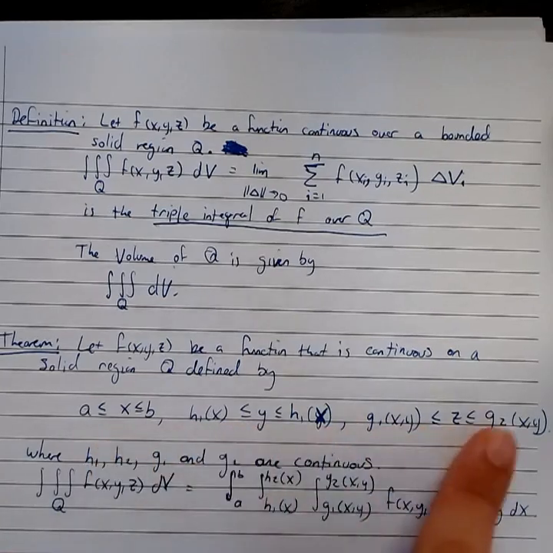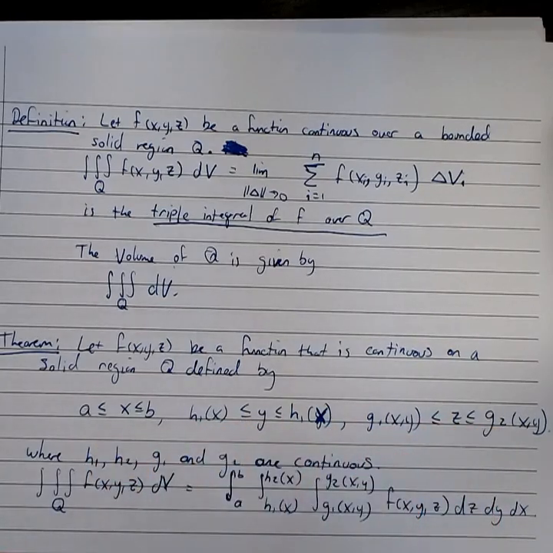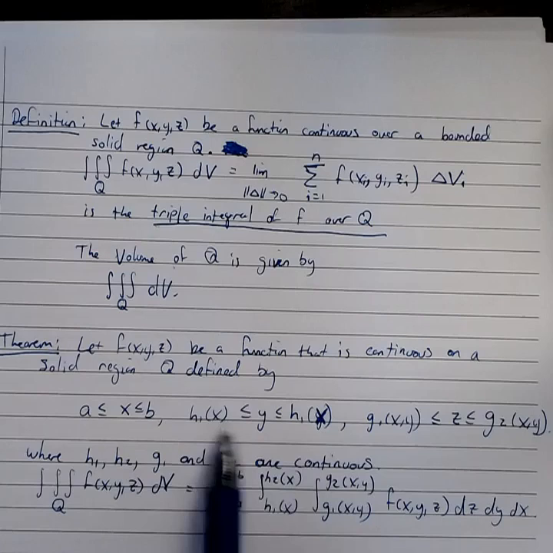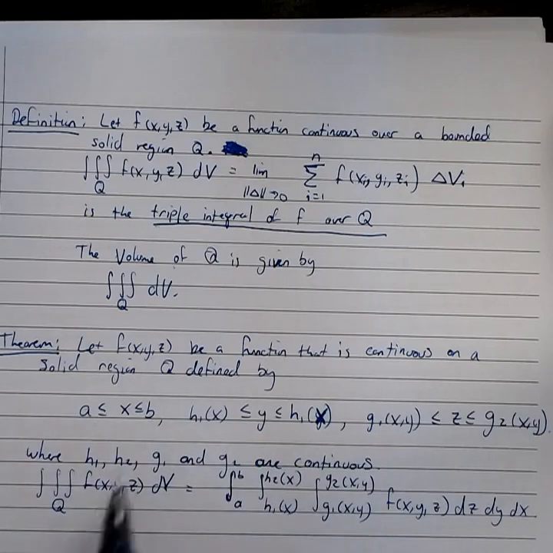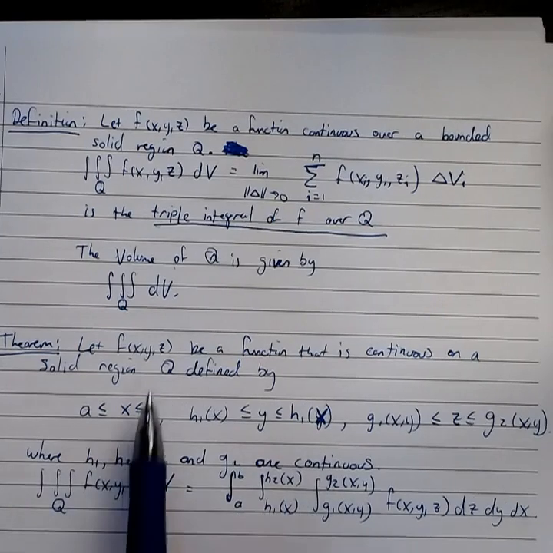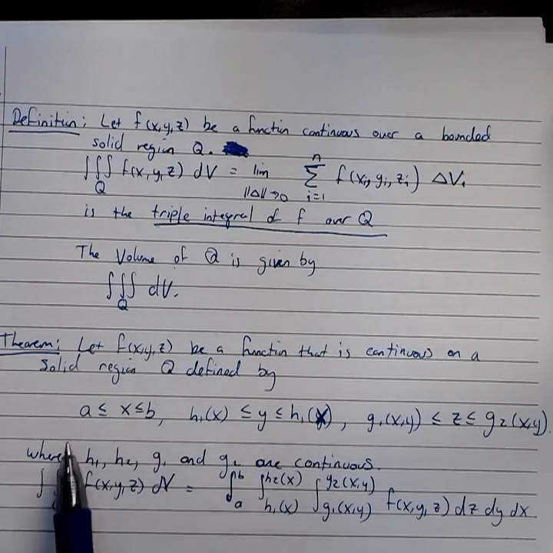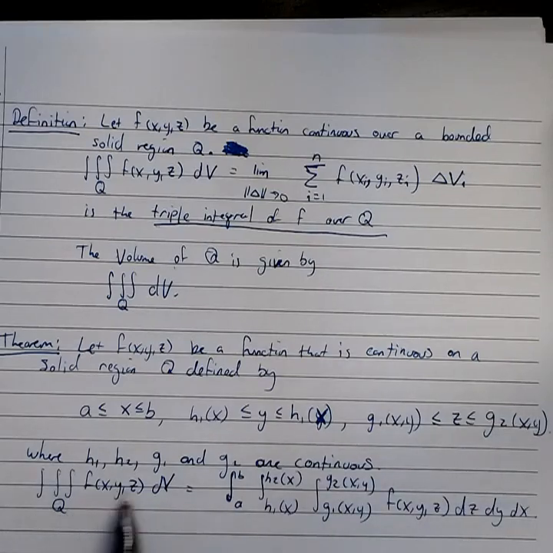Here, it doesn't have to be x and y and z in that order, but in some order, you have to have one variable dependent on the other two, one dependent on only one other one, and one that's only dependent on constants. Here, these h and g functions that bound two of our variables should be continuous. They don't have to be anything in particular as long as they're continuous. Okay? So if you have a function defined over a region Q that's defined this way, then the triple integral over Q of f dV is given by a triple integral. All right? That makes some bit of sense.